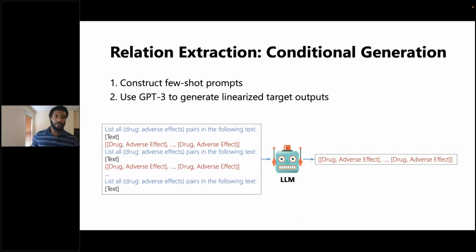So in practice, what we do is we construct a few-shot prompt with several examples of texts. We have a prompt that asks the model to list all the drug and adverse effect pairs. We pass the text, and then we pass the linearized target outputs. And then we pass a last example and ask the model to generate the corresponding output.